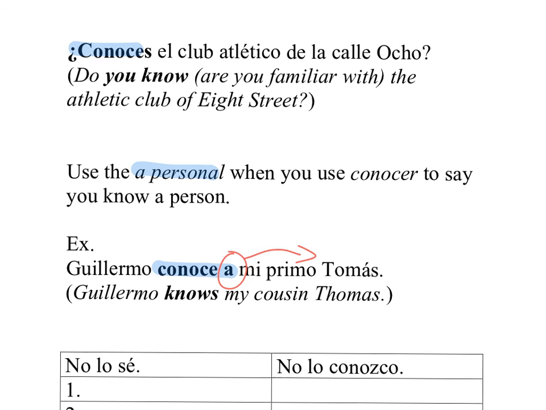Okay, I hope you're starting to understand the verbs saber and conocer a little better.